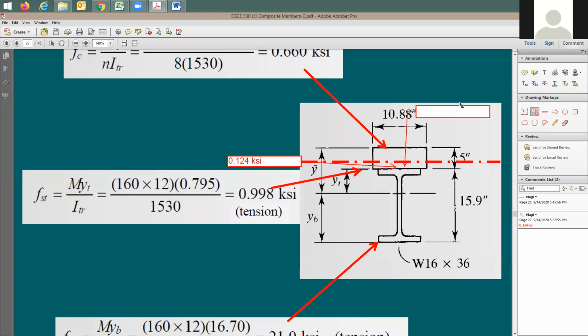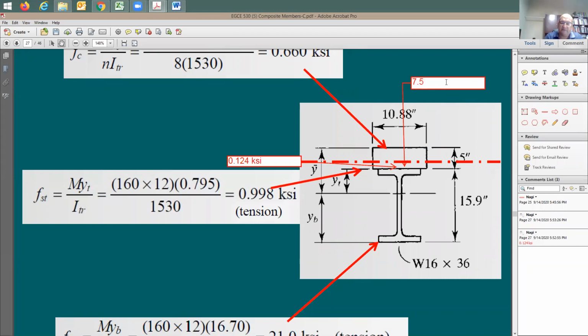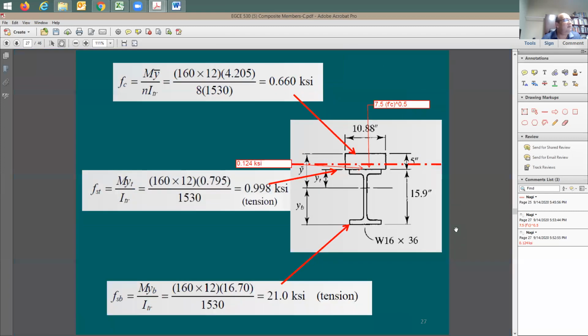Is that the 0.75 square root? Yes, of F prime C. 7.5, not 0.75, 7.5 square root of F prime C, right? So I'm going to say this symbol here is 1/2, correct? Or 2.5. How much is this? Can someone help me here with this? In our example here, what was the concrete strength, F prime C?